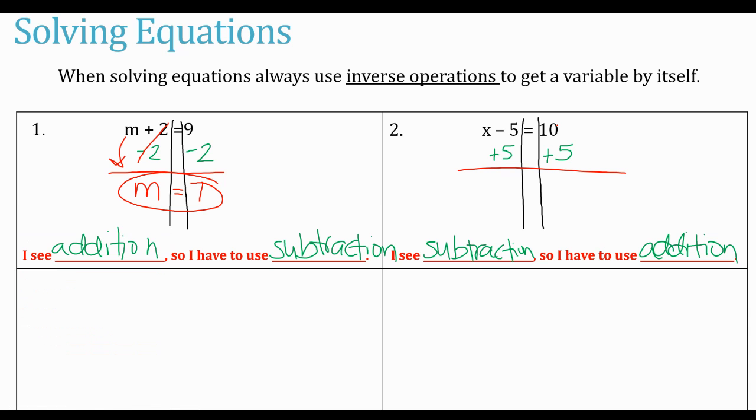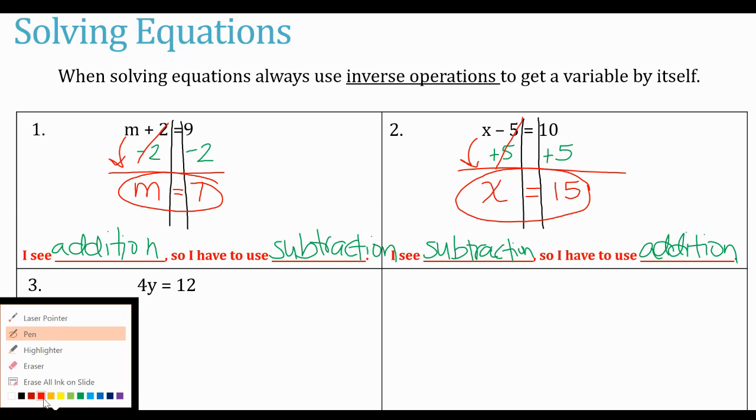Okay, negative 5 plus 5 is 0. Those cancel out. That's exactly what we want to happen. Now I'm going to bring down my x. 10 plus 5 gives us 15. And then I'm going to bring that equal sign down. The variable is positive. It's by itself, so I know that I'm done. Okay, so we use that inverse operation to get x by itself. Let's take a look at the next one.